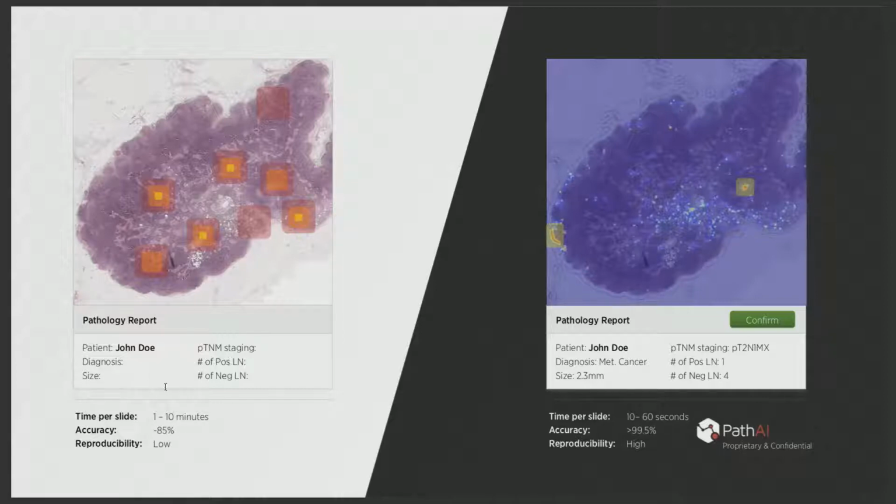And they're faced with this empty report. They have to summarize everything they've looked at in a report: what's the diagnosis, what's the size. So let's say there's cancer here and cancer here.